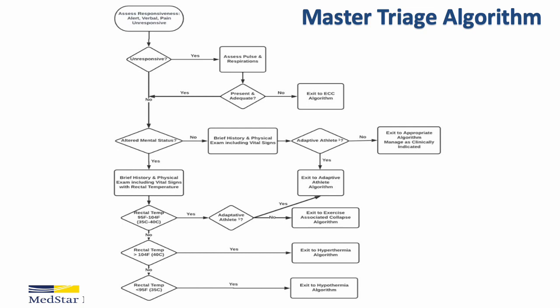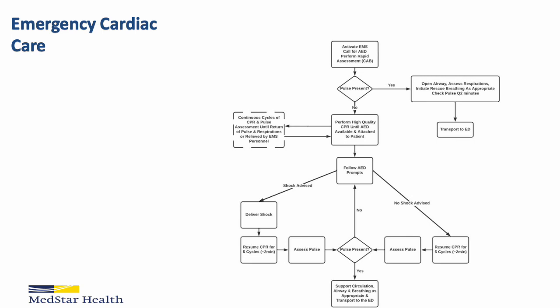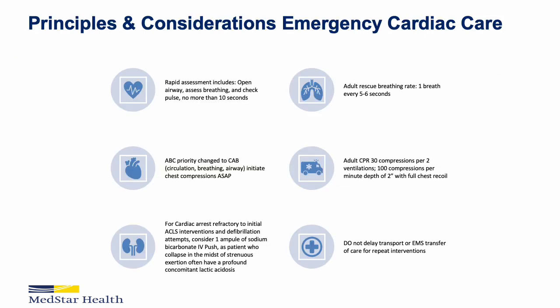It's okay if you can't read all of the fine print here because we're going to talk through it. But the first one says we're going to assess responsiveness. And if they're unresponsive, we want to see if they have a pulse and adequate respirations. If they don't have a pulse or adequate respirations, we're going to go to what we call the emergency cardiac care algorithm. And this is the standard CPR algorithm that we're all familiar with, right? So emergency cardiac care, separate algorithm.